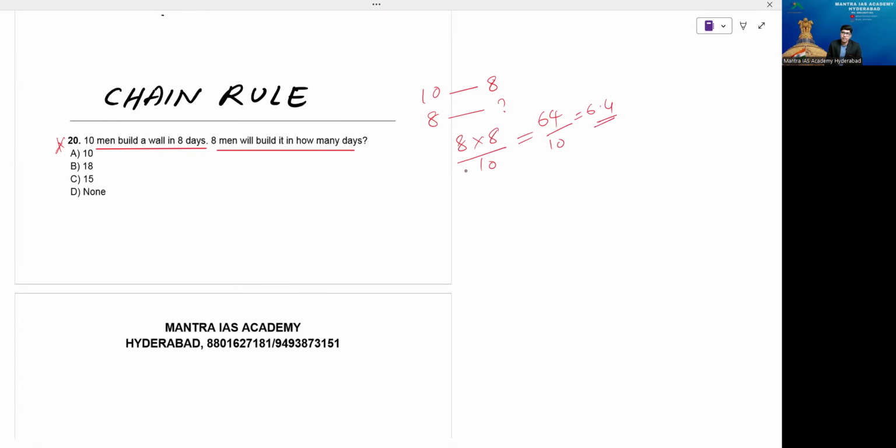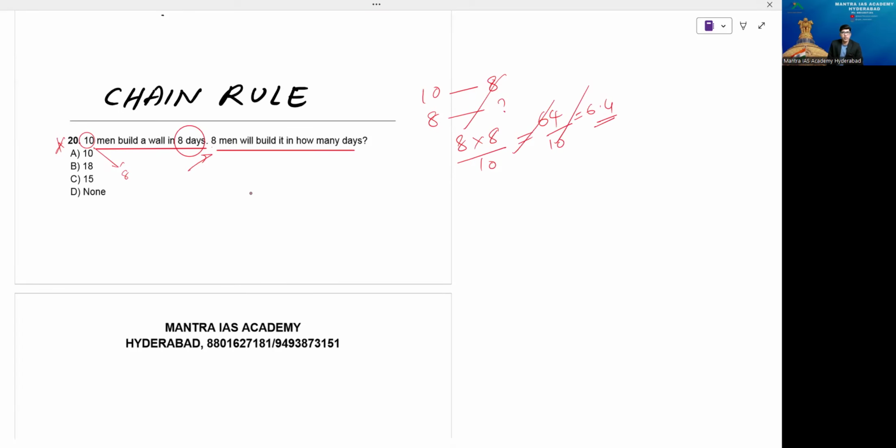Is it the right answer? Definitely wrong, because when 10 people are working, we need 8 days. When members are reduced, that's 8 men, so days must increase. Inverse proportionality, men and days. So this is the wrong step. That's the reason we have a very beautiful shortcut for this type of application.